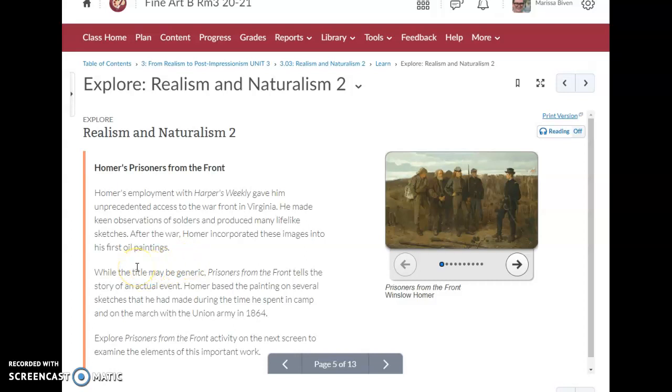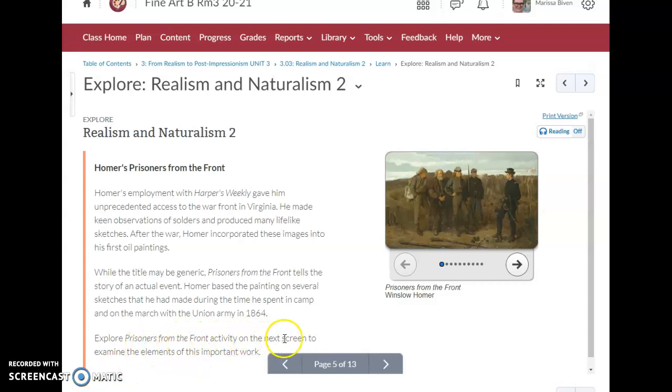While the title may be generic, Prisoners from the Front tells the story of an actual event. Homer based the painting on several sketches that he had made during the time he spent in camp and on the march with the Union Army in 1864. So this painting is the one that we're talking about, and it refers to an actual event that Homer saw happen. So he saw this exchange of prisoners. These three men here are being turned over to a Union general.